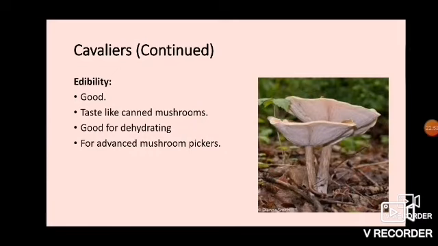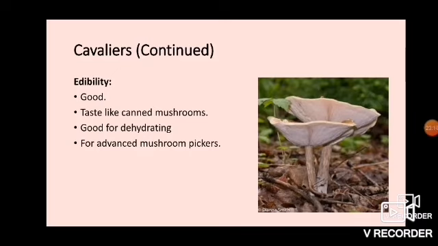They're quite good to eat. I have eaten 2 of those 3. I've eaten the common Cavalier and the spring Cavalier. The common Cavalier is quite good. I would even put that as highly rated as a button mushroom, if not more so.